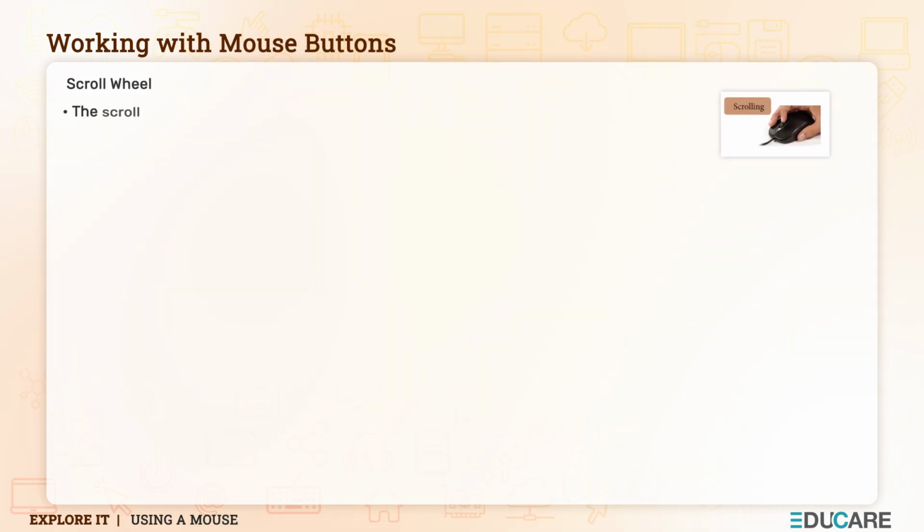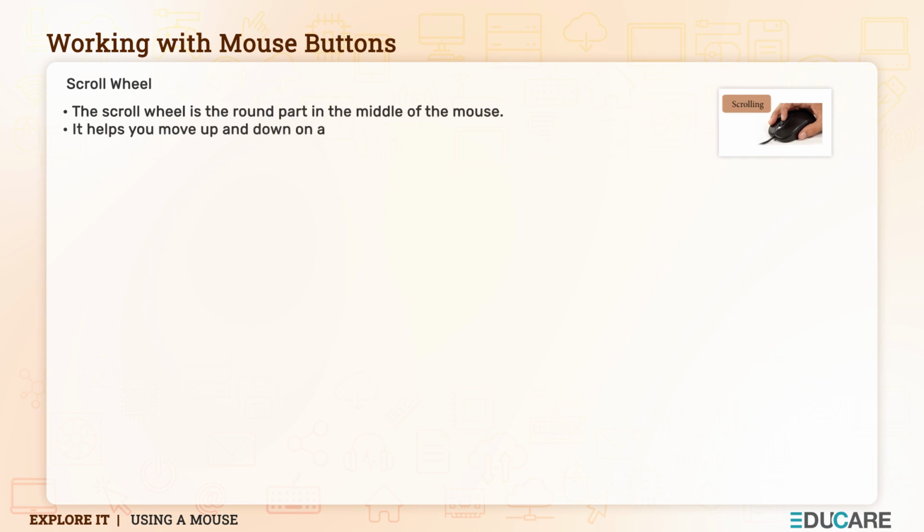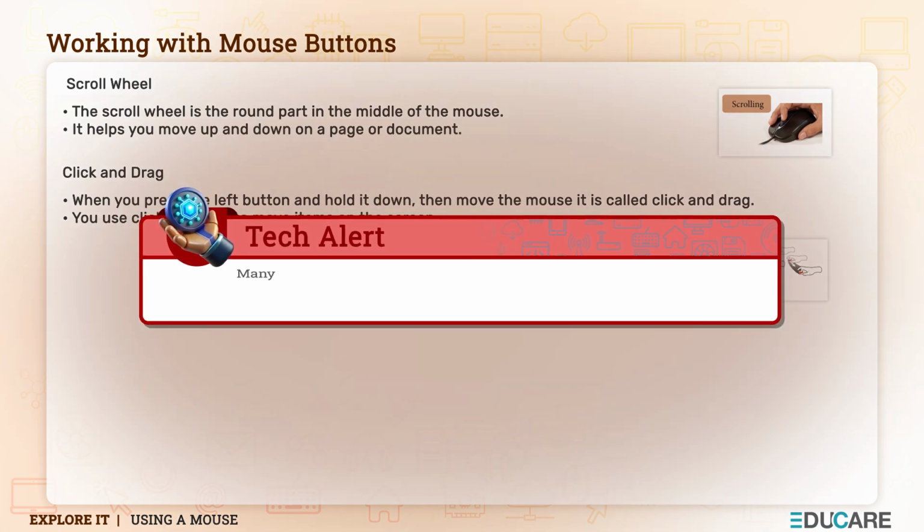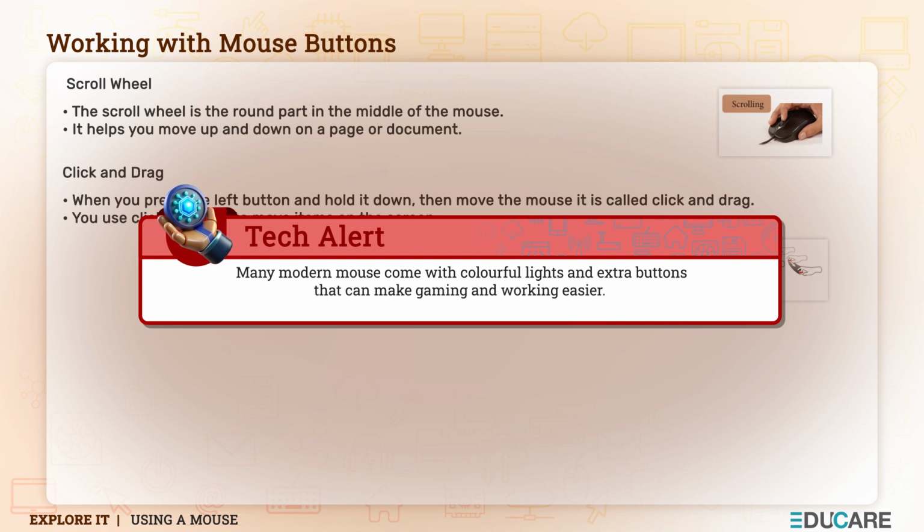Scroll wheel. The scroll wheel is the round part in the middle of the mouse. It helps you move up and down on a page or document. Click and drag. When you press the left button and hold it down, then move the mouse, it is called click and drag. You use click and drag to move items on the screen. Tech alert. Many modern mouse come with colorful lights and extra buttons that can make gaming and working easier.